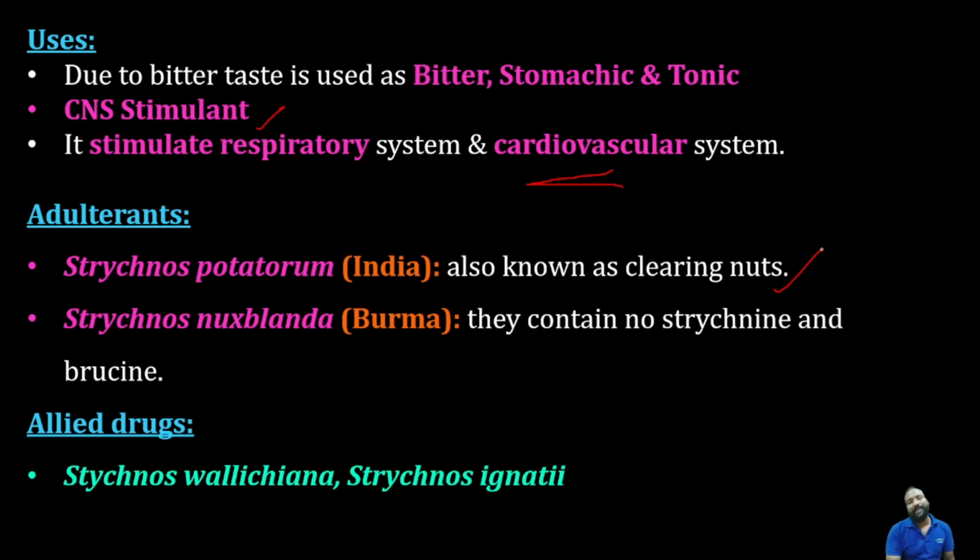Sometimes they ask about the adulterants or substituents. You should definitely remember Strychnos potatorum and the Burmese species. And the allied drugs are the other Strychnos species. So these are about the allied drugs, adulterants, and uses, some of the important aspects of nux-vomica. Okay, so this is about nux-vomica.